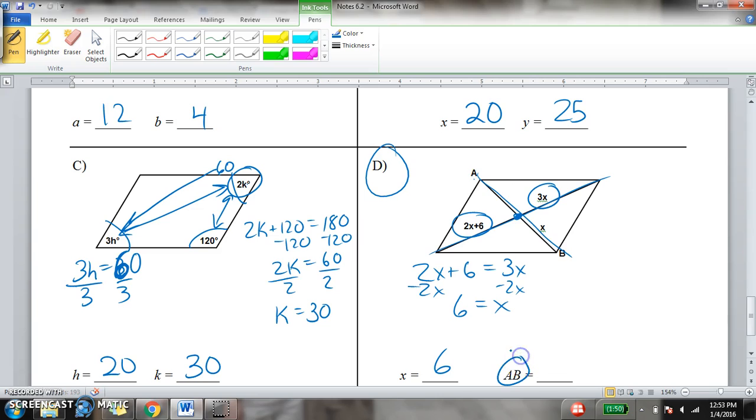Now I have to figure out what AB is, this entire piece right here. Well, if this is x, we just figured out x is 6. That means this other half has to be 6, which means this entire segment from A all the way to B would be 6 plus 6, or 12.